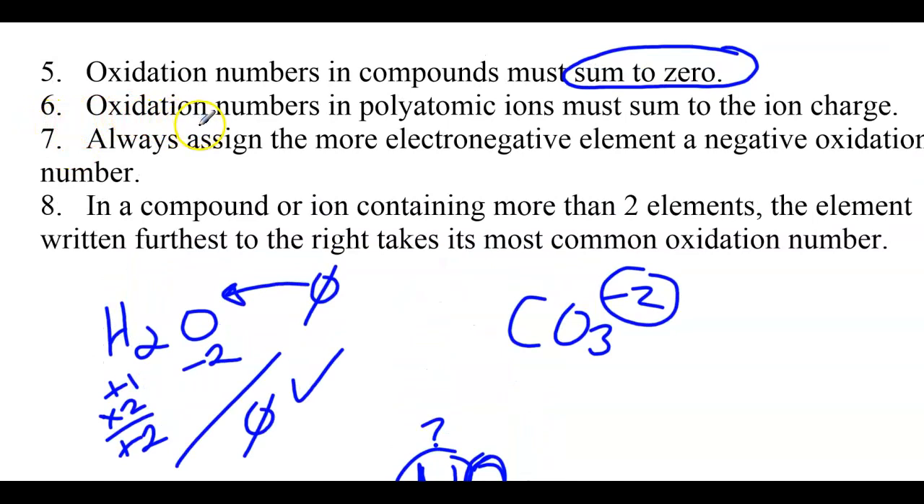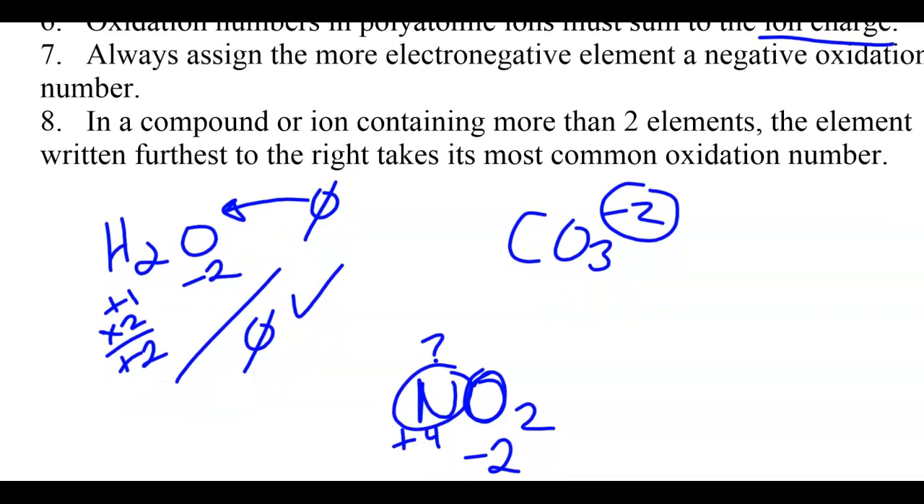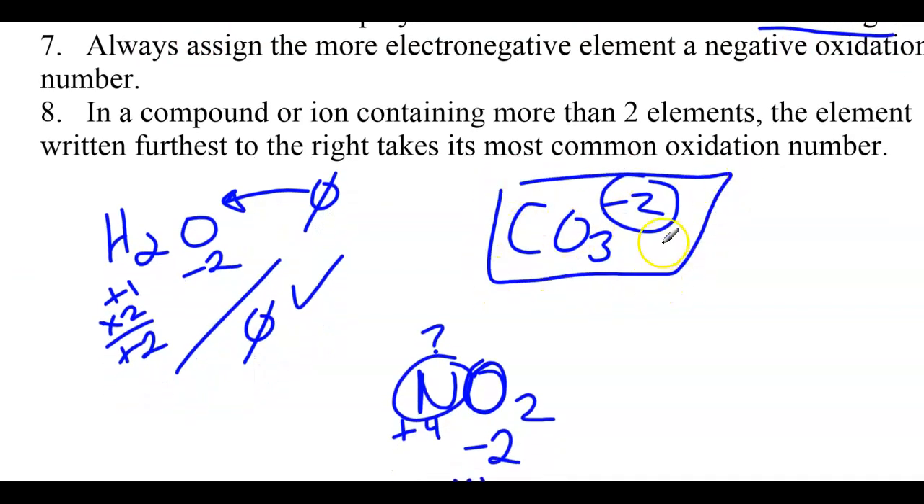Okay, number 6, oxidation numbers in polyatomic ions must sum to the ion charge. So what that means is if you have a polyatomic ion, instead of all of the element numbers adding up to 0, they have to add up to -2 in this case. Or if I have ammonium, they have to add up to +1. So you still go about assigning the oxidation numbers. Oxygen is -2, this is not an exception. There are 3 of them, so that's -6. So carbon has to be +4 in this case because +4 and -6 gives me -2.